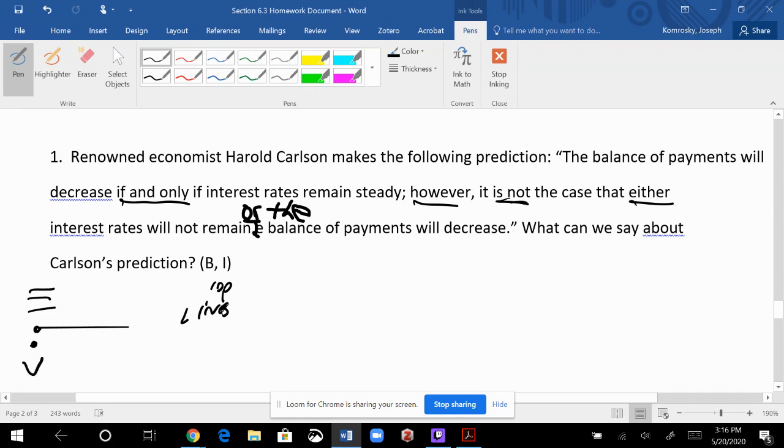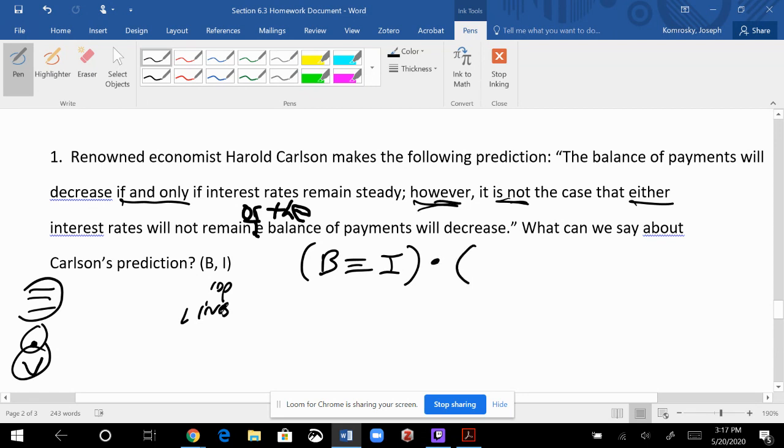And we know we have an either or. So we know we have at least three logical operators. Triple bar, conjunction, wedge. So what we're going to do is I'm going to translate this out. So we have the balance of the payments will decrease if and only if the interest rates remain steady. So we know for the first one, that's pretty easy. We're going to look at this whole statement, and we know that this word, however, is a conjunction.